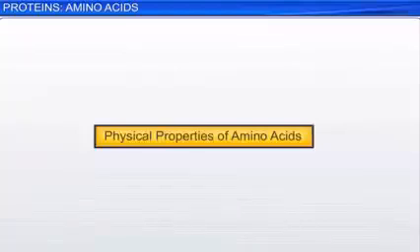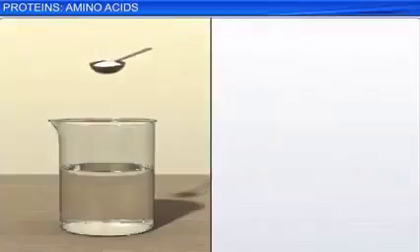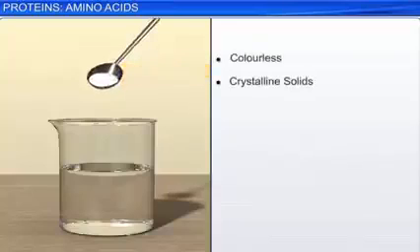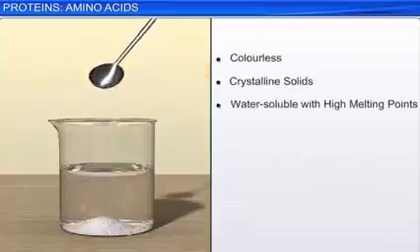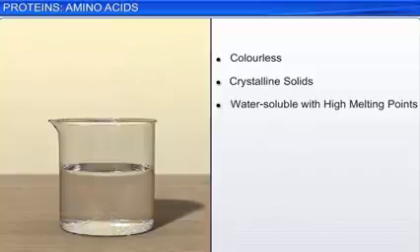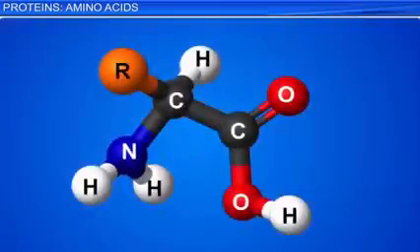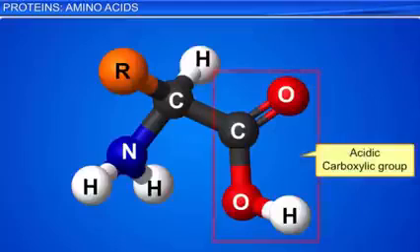Let us now study the physical properties of amino acids. In general, amino acids in their pure states are colorless, crystalline solids. They are water-soluble with high melting points. Most amino acids behave like salts rather than like simple amines or simple carboxylic acids. Their behavior like salts is attributed to the presence of both the acidic carboxylic group and basic amino group in the same molecule.